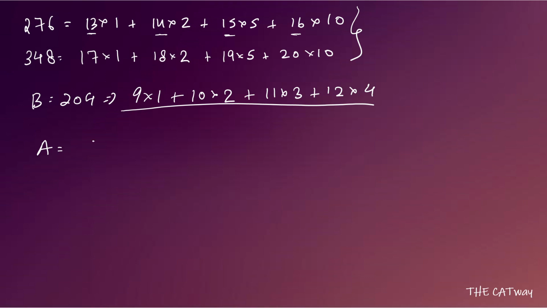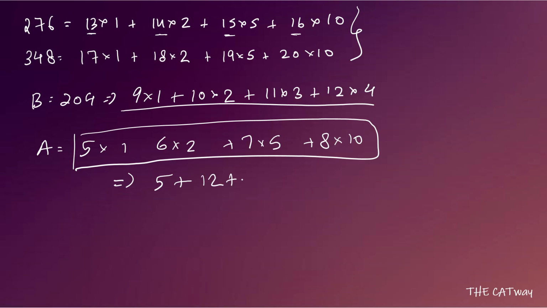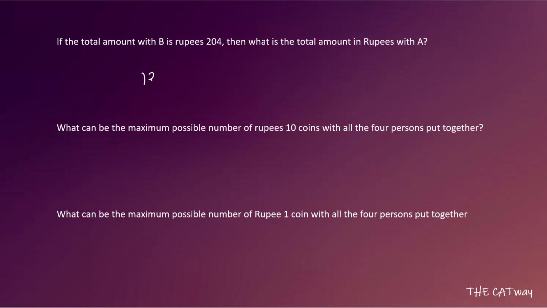For A, we have been left 5, 6, 7 and 8. From the question, we know that he has the highest number of coins for rupees 10, then the second highest for rupees 5, third highest for rupees 2 and the lowest for rupees 1. So this is the amount of money that A has. Let's calculate it. It will be 5 plus 12 plus 35 plus 80. The total will be 132. So your answer is 132 for question 1.